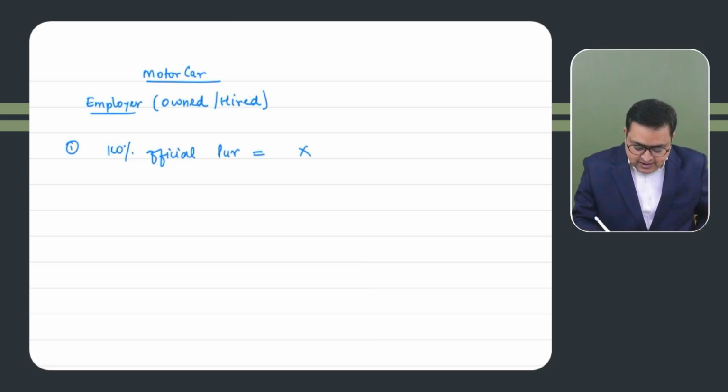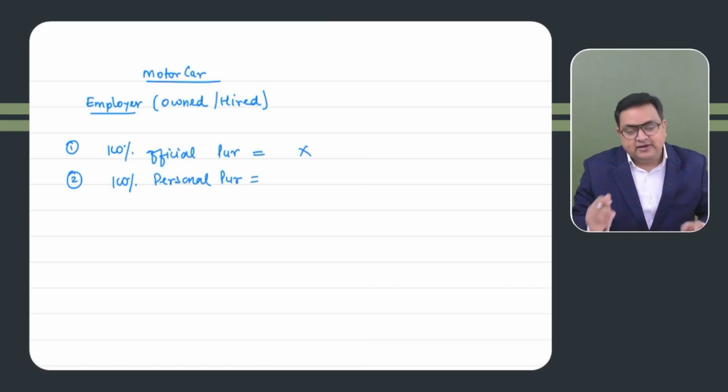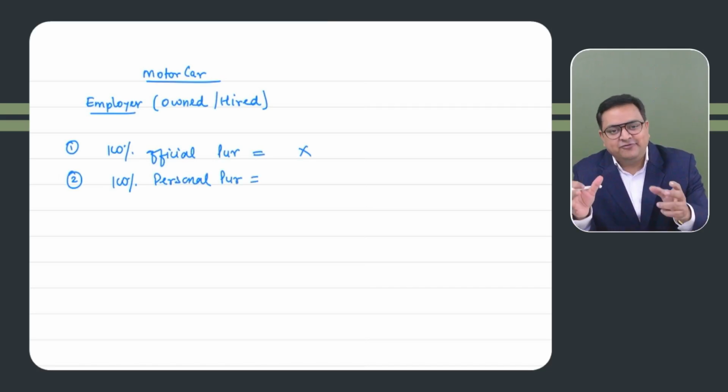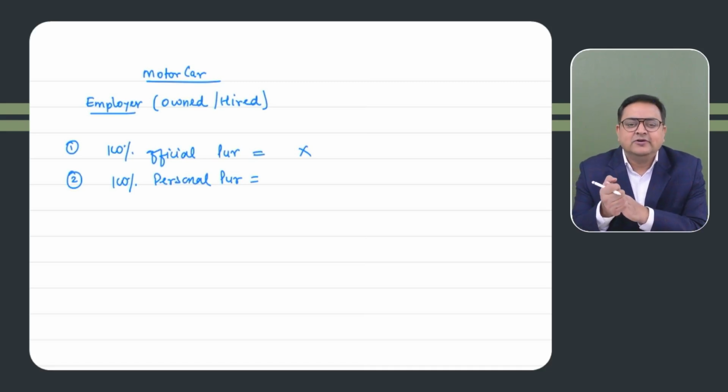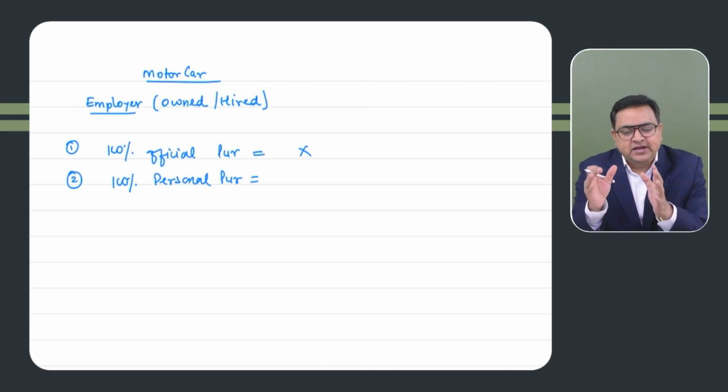But if the car is provided for 100% personal purpose, see, this personal purpose is always a perquisite because this is your income. This is part of your income. Whatever is given to the employee, that is the income. So this personal portion is your income. So if it is 100% provided to you, then it is your income.